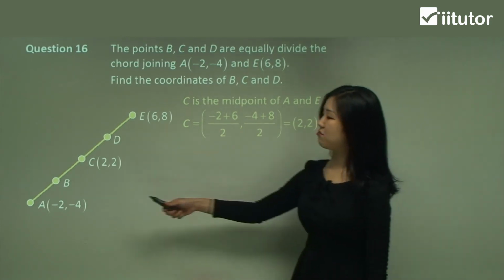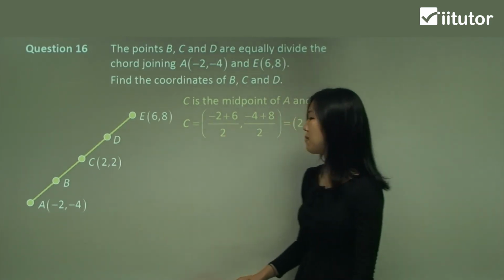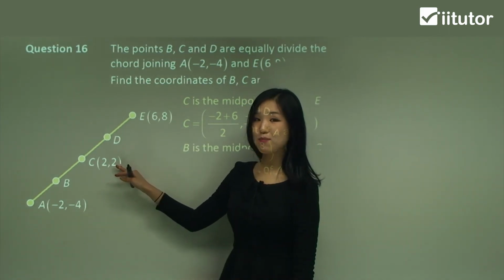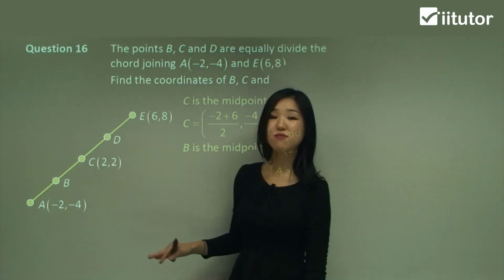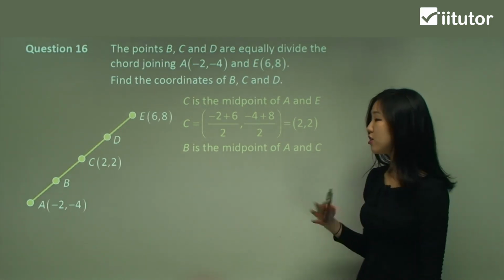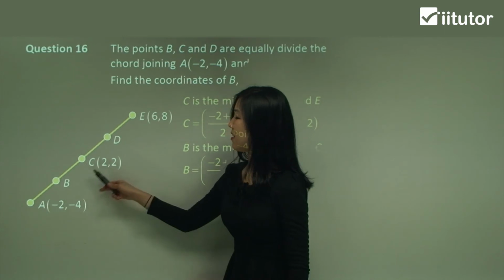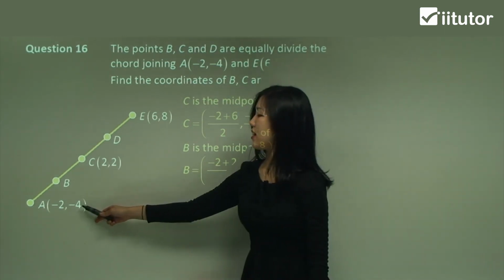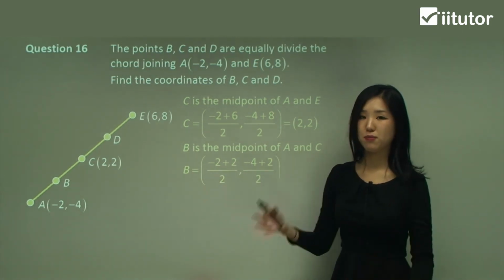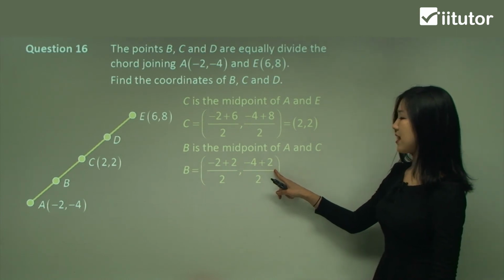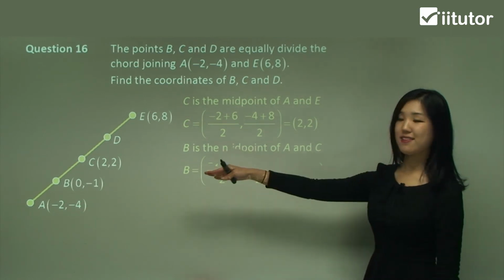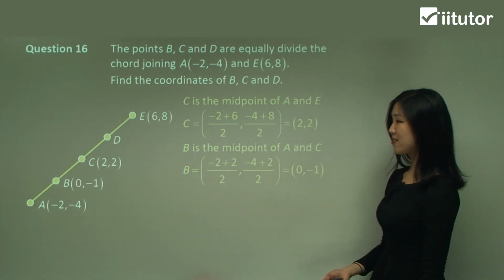Now I'm going to find one of the others. Maybe B. I'll find B first, because B is the midpoint of A and C. Now I have C, so I can find the middle of those two points using the midpoint formula. Do the exact same thing: add the x's together and then the y's. Negative 2 plus 2 is 0, so 0 divided by 2 is 0. Negative 4 plus 2 is negative 2, divided by 2 is negative 1. So we have (0, negative 1) as B. Very simple, isn't it?